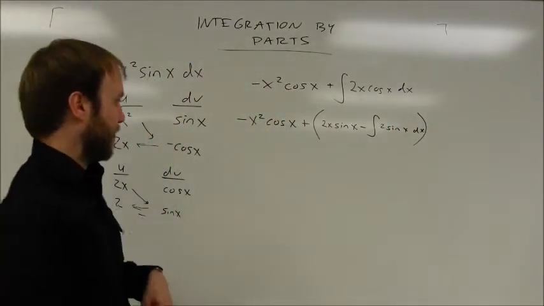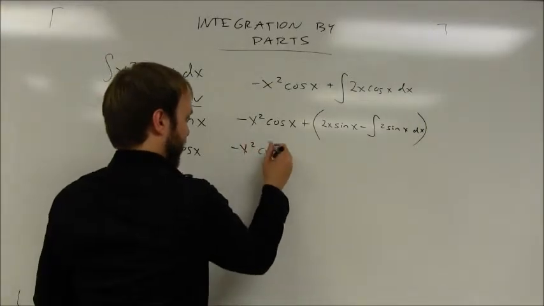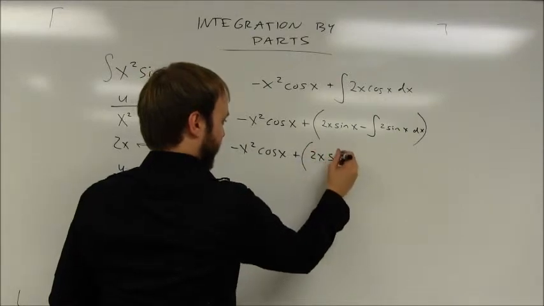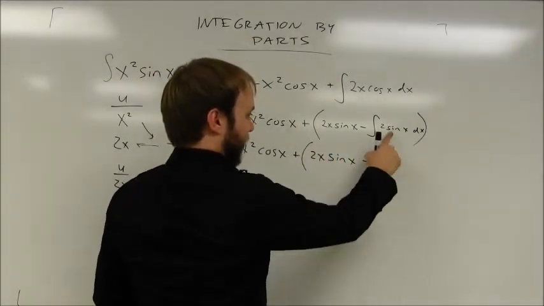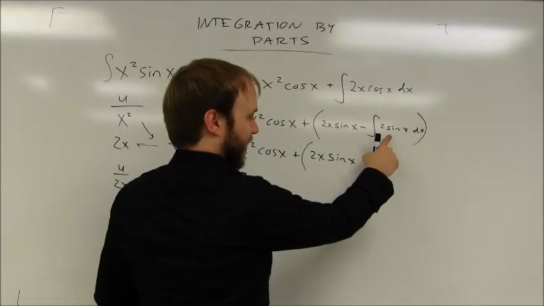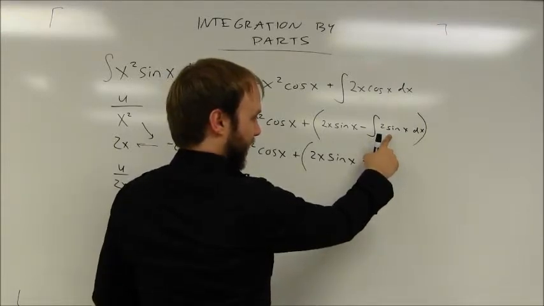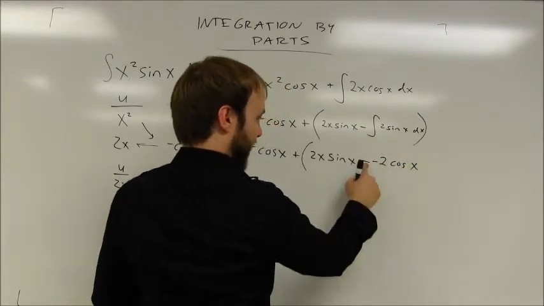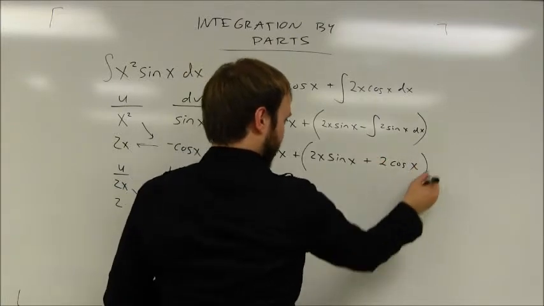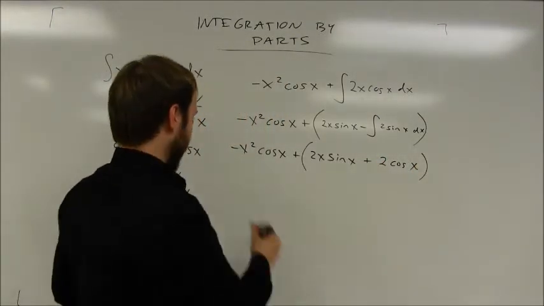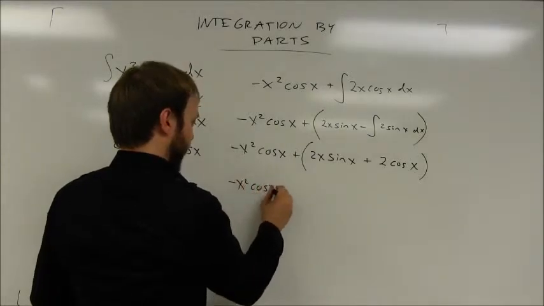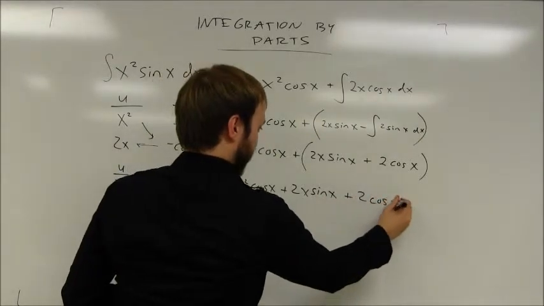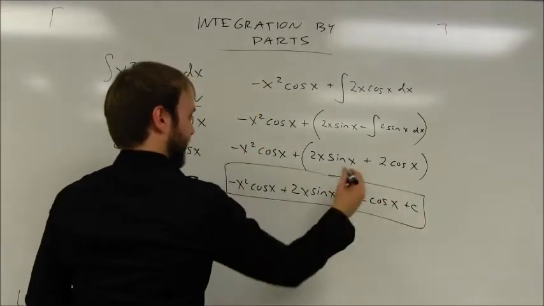And I should be able to simplify this. That's going to be negative x squared cosine of x plus, I'll still use my parentheses here, 2x sine of x minus, okay, 2 sine of x, the integral of sine of x is going to be negative cosine x. So that's going to be minus a negative 2 cosine of x. Minus a negative again becomes a plus. So I'm going to replace that. And now I can simplify. That's going to be negative x squared cosine of x plus 2x sine of x plus 2 cosine of x. And then again, I do need a constant here since that's an indefinite integral.